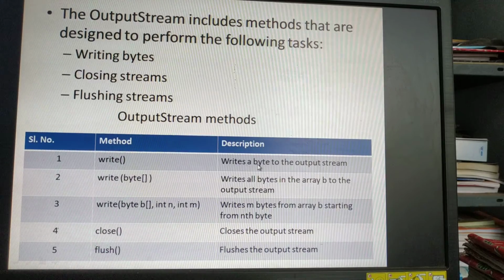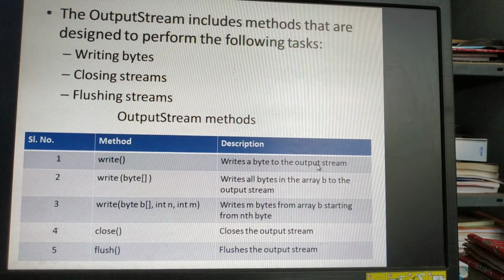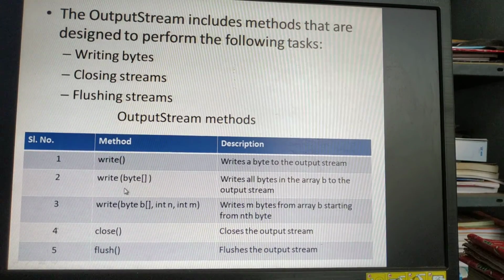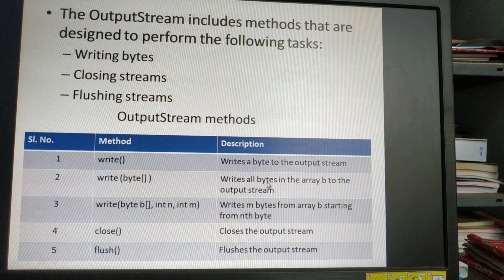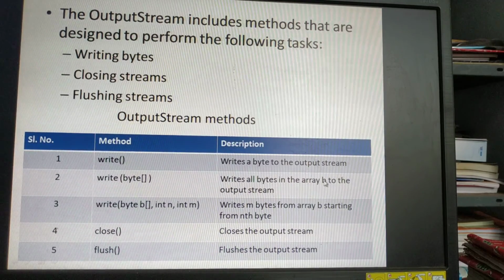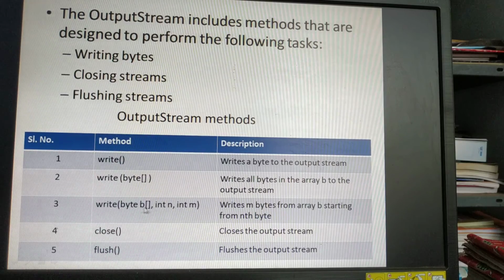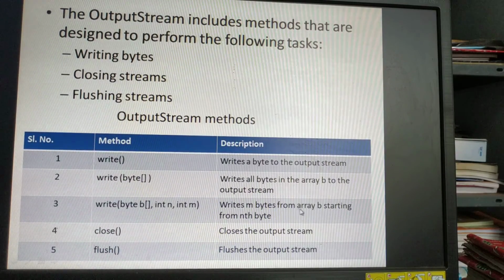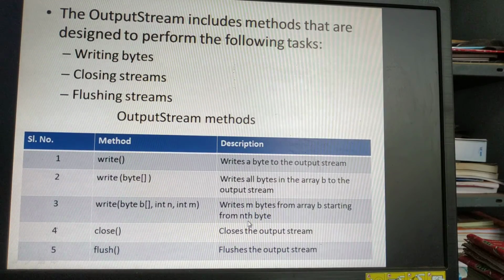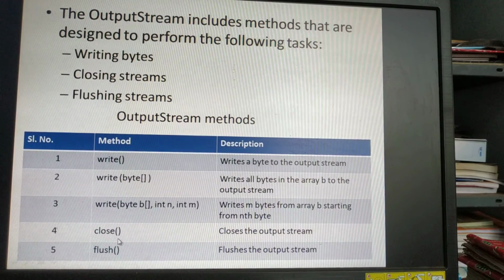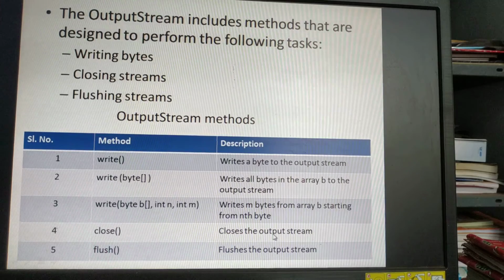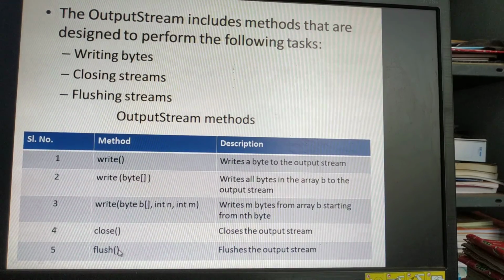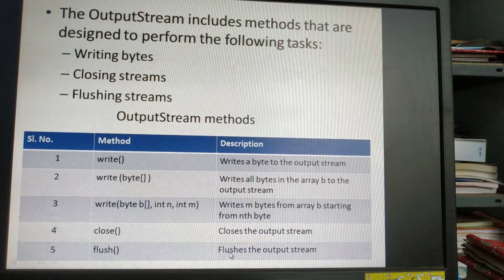And the output stream methods are write. It is used to write a byte to the output stream. The second one is again write(B), which writes all the bytes in the array B to the output stream. The third one is write. It is used to write m bytes from the array B starting from nth byte. Close, fourth one, it closes the output stream. And fifth one is flush, which is used to flush the output stream.